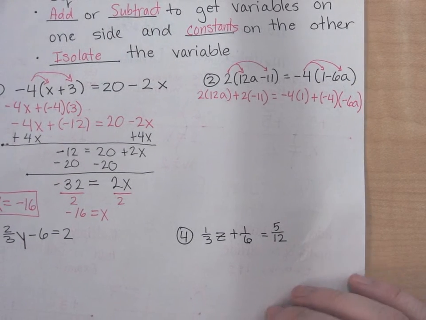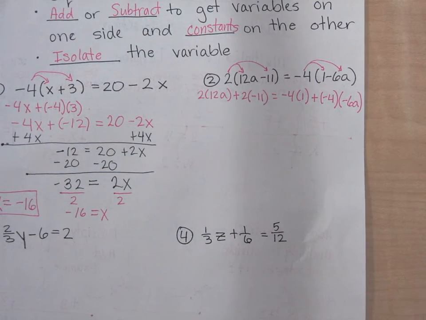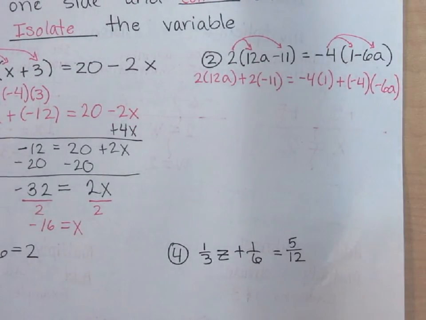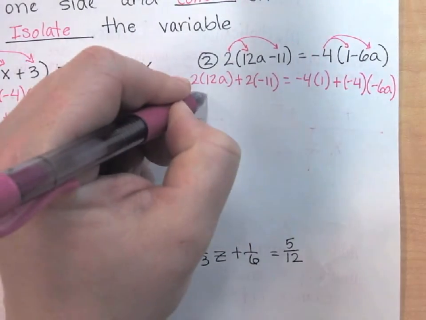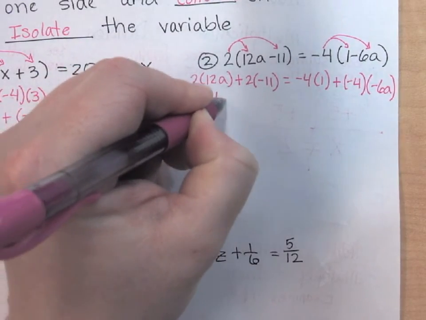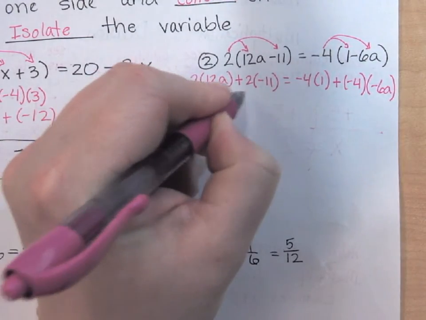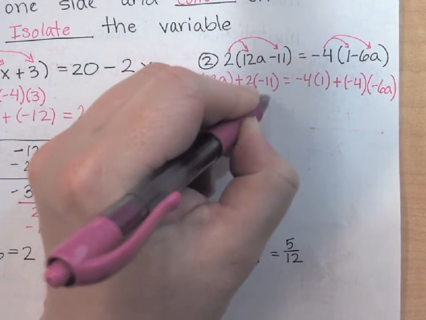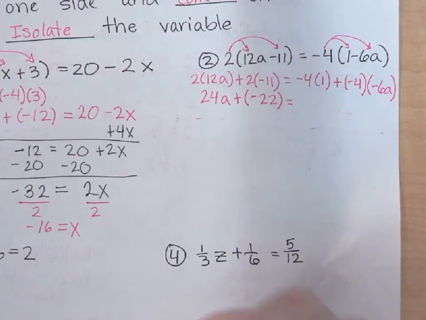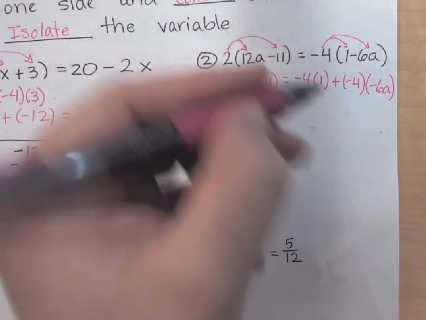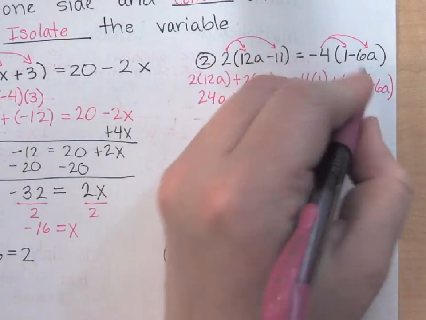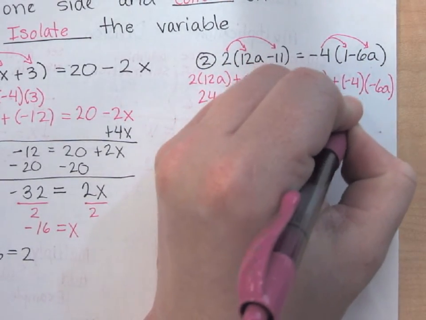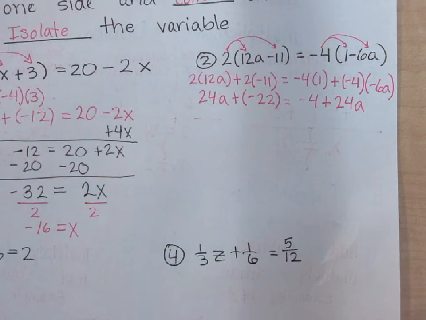Okay. Let's see if I can, there. Is that better? Zoomed in a little bit. Then I'm going to simplify. So 2 times 12 gives me 24a plus a negative 22. And then on the right hand side it becomes negative 4 plus, and this ends up becoming a positive 24a.